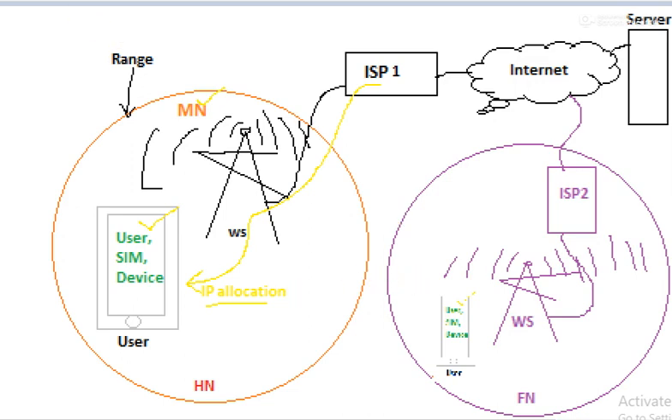Okay, so when this user enters the foreign network, again it has to pass through the same steps. The flow is that this user will deliver the request through this wireless station, through another ISP, ISP2.